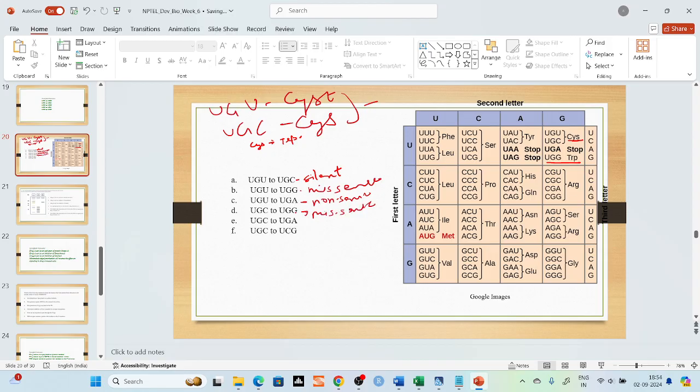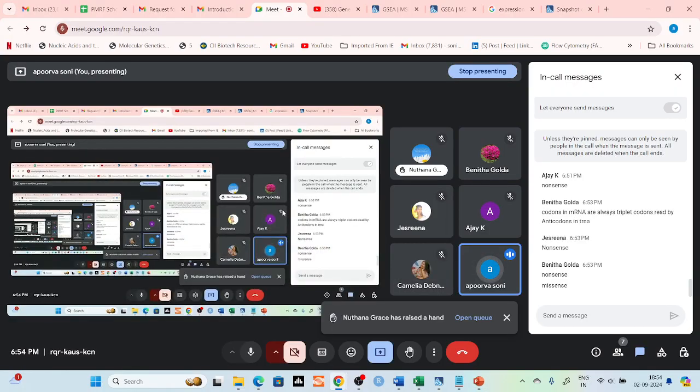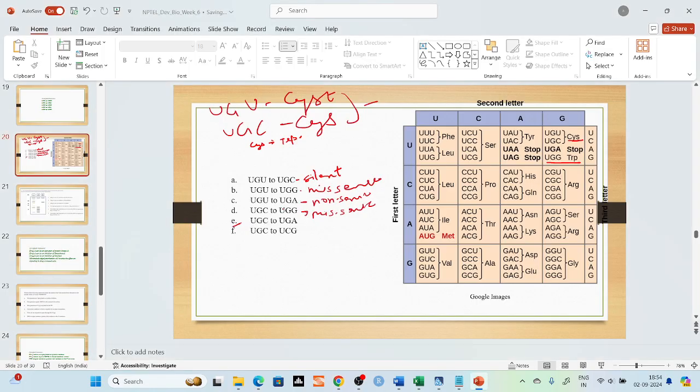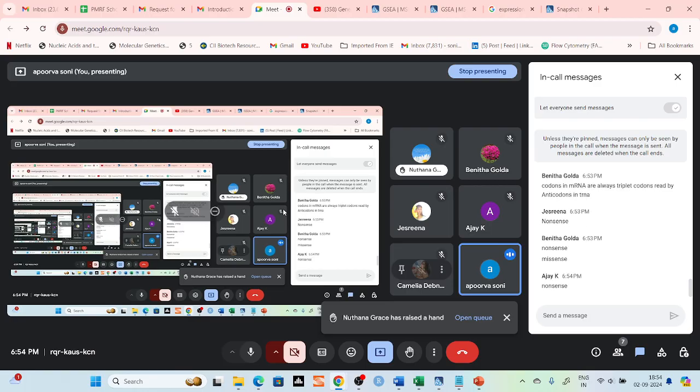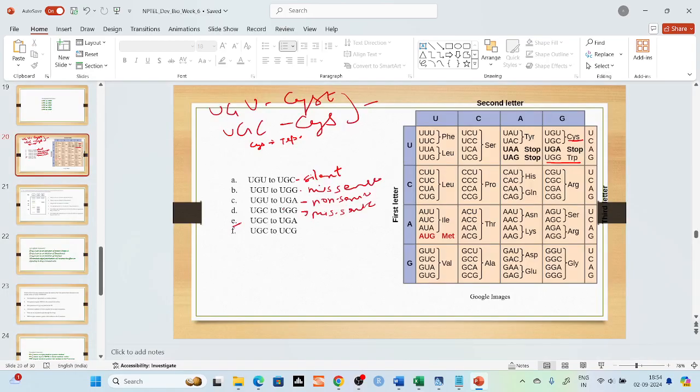Then UGC, which is cysteine. Cysteine is changed to UGA. So E1, which kind of mutation is E? Tell us. E is UGC to UGA. Which kind of mutation is this? It's a nonsense mutation. Why? Because UGC codes for cysteine and UGA codes for stop codon. So it is a nonsense mutation.